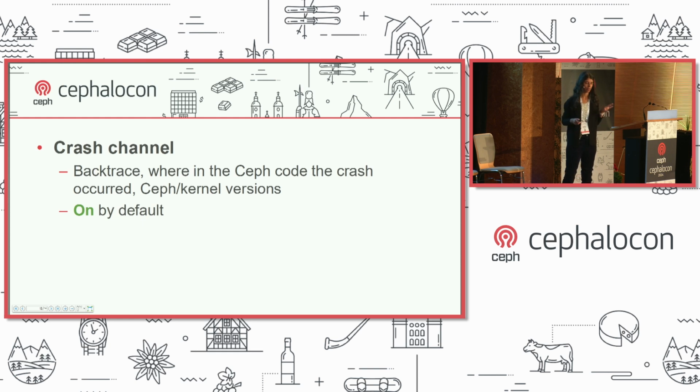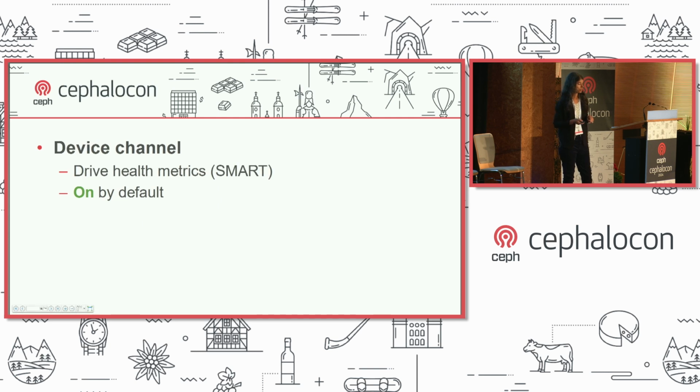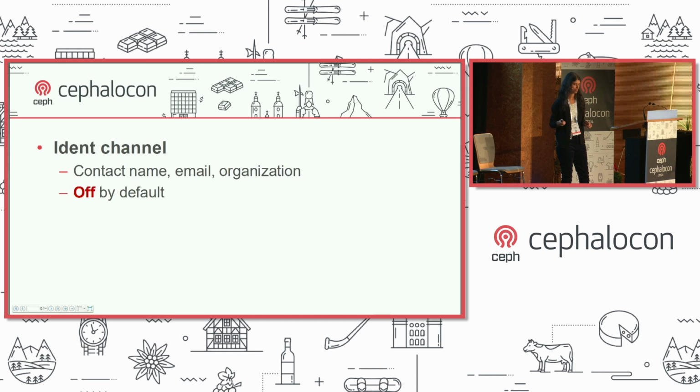And we collect some other information. We capture the kernel version as well, and the Ceph version of the daemon, and so on. Then we also have the device channel, which is also on by default if you opt into telemetry. And this channel contains the drive health metrics, so SMART metrics and NVMe metrics wherever possible.